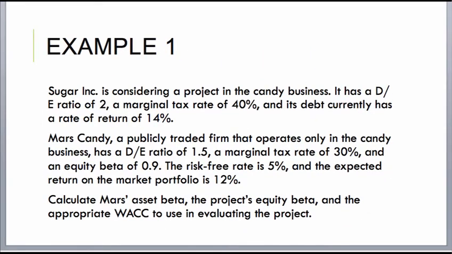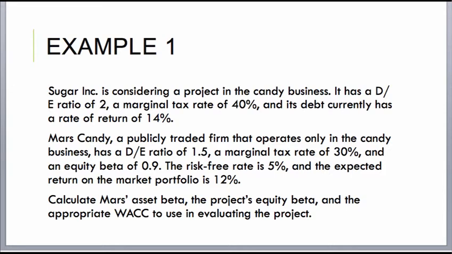Kind of a headache after all these formulas? It's normal. Now let's apply these previous procedures to work on an example together. Sugar Inc. is considered a project in the candy business. It has a D/E ratio, debt to equity ratio, of 2, a marginal tax rate of 40%, and its debt currently has a rate of return of 14%.